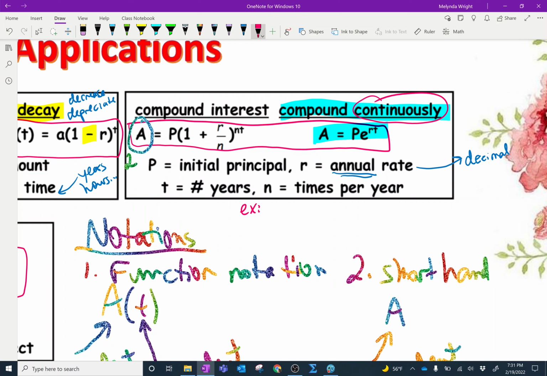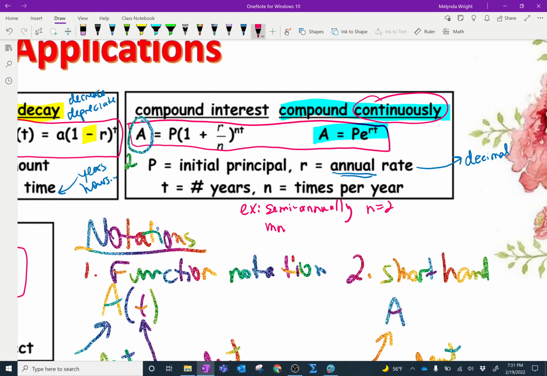What would N be? So if they said that, N would be 2, right? Or if they said compounds monthly, then N would be 12. Okay, so those are just examples.